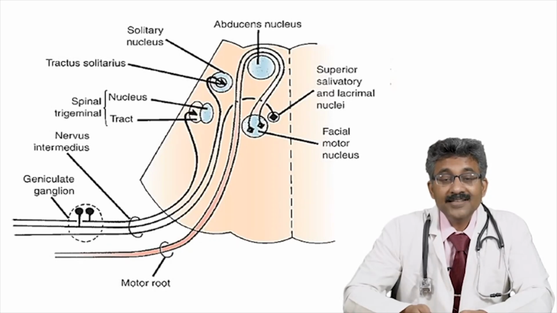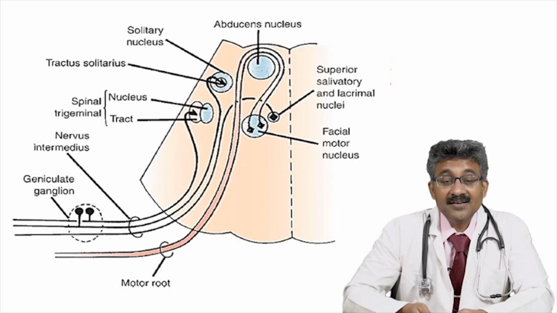So the fibers of the nucleus of the tractus solitarius, along with the superior salivatory and the lacrimal nucleus, join together to form the nervus intermedius, and then they go through the geniculate ganglia, which is the ganglia of the facial nerve.